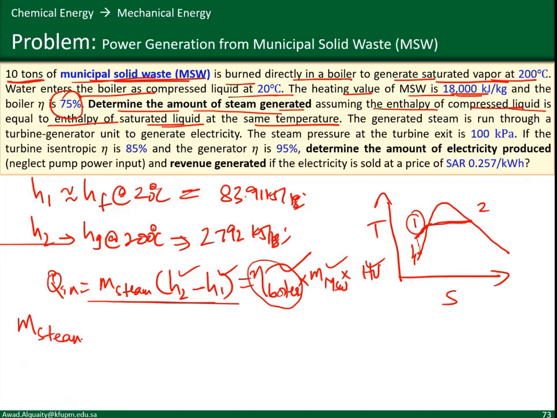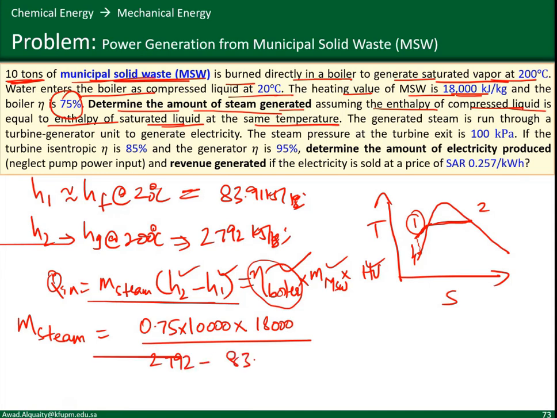So the mass of steam comes out to be boiler efficiency 0.75 or 75% times the mass of municipal solid waste. 10 tons means, 1 ton is 1,000 kilograms, so we're talking about 10,000 kilograms here, right? So this is simply the mass of municipal solid waste, 10,000, multiplied by the heating value, 18,000 kilojoule per kilogram, divided by H2 minus H1, right? And H2 minus H1 is simply 2792 minus 83.9.